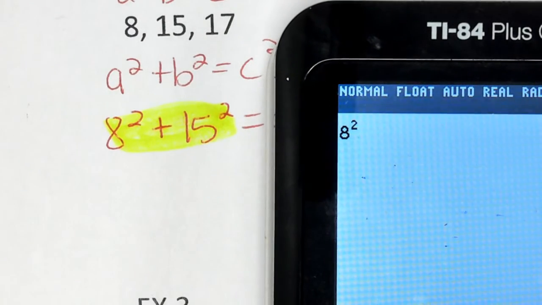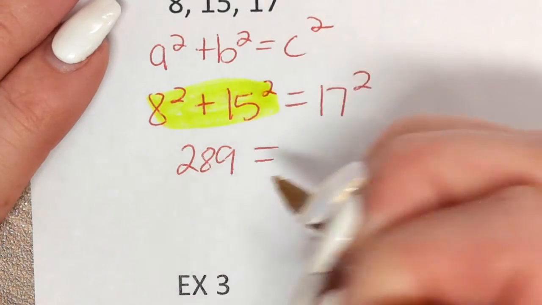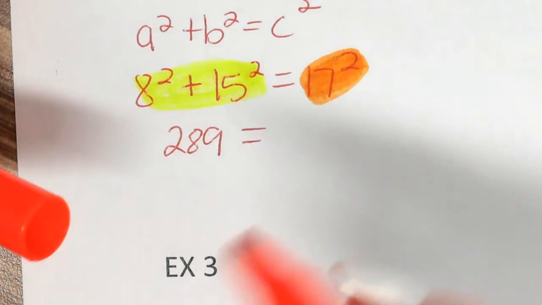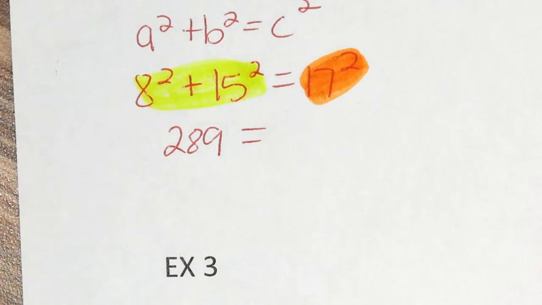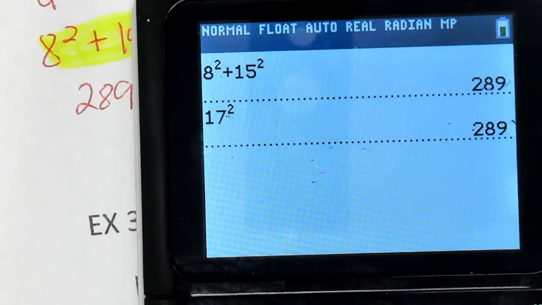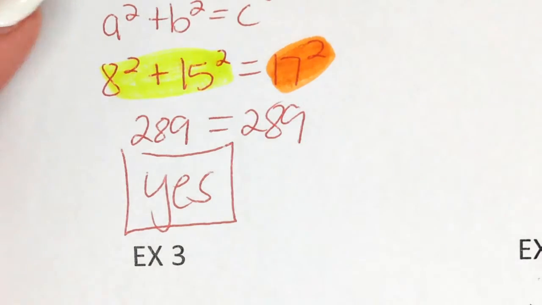So 8 squared plus 15 squared is what? 289. I want you to write it right here. If this is true, if it is a right triangle, then 17 squared will also have to be what? 289. So put in 17 squared. Is it 289? So what would my answer be? Yes or no? Yes. Did I use the square root button today? No, you will not use it because you're not solving. So no square root button today.